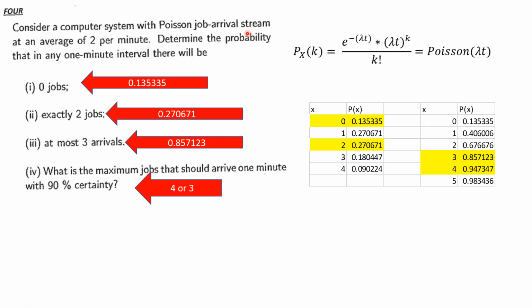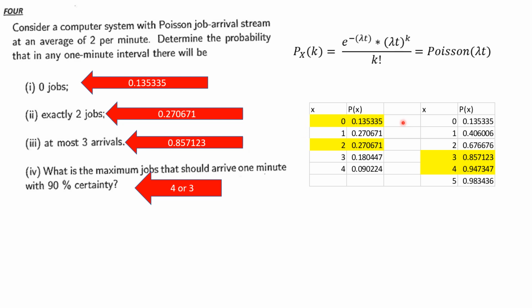Number 4, we were looking at a Poisson job distribution, and the arrival rate was an average of 2 per minute, and we were conveniently talking about a 1-minute interval, so that made the calculation pretty easy. You use the Poisson probability distribution shown here. T is 1 and lambda is 2, and you could have done this in Excel, which I would recommend.